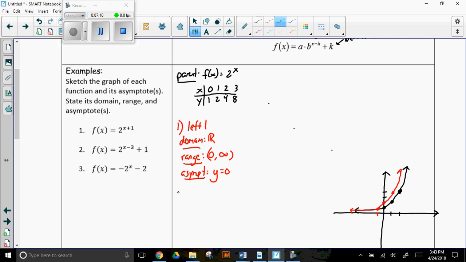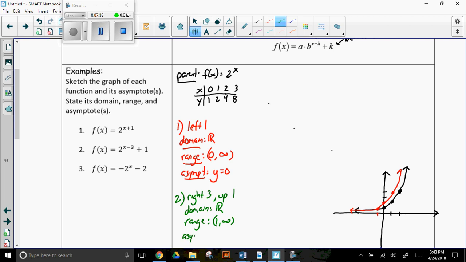Number 2. There are 2 things going on here. It's going to be a shift right 3 and up 1. Domain remains unchanged. My domain is all real numbers. Range is not affected by the right 3, but it is affected by the up 1. So it shifts that 0 to infinity on the previous page. It shifts it up 1 spot, and so it becomes 1 to infinity.